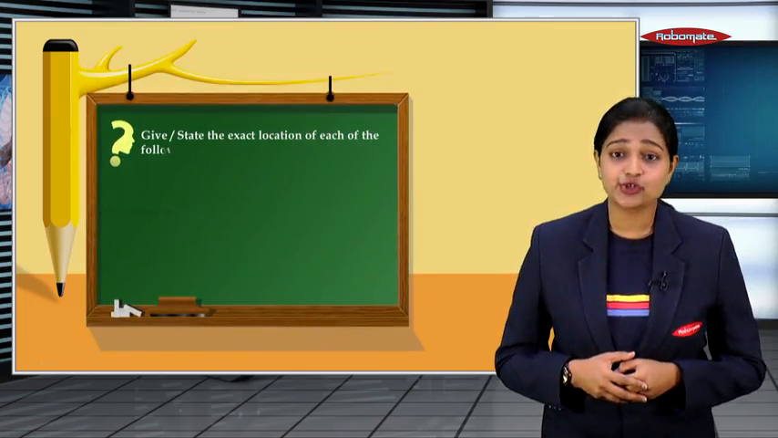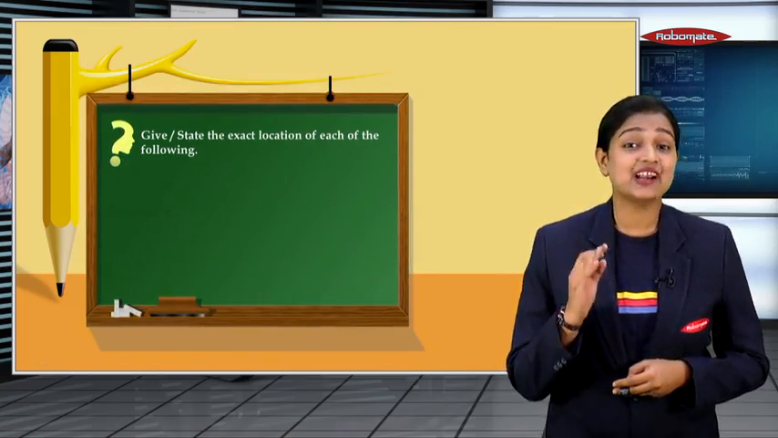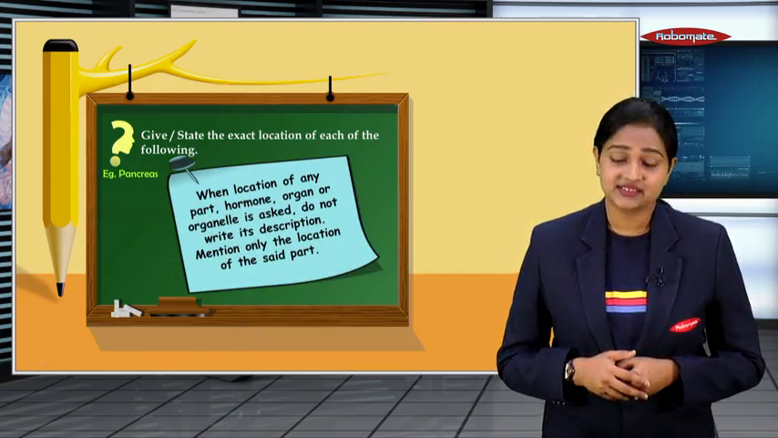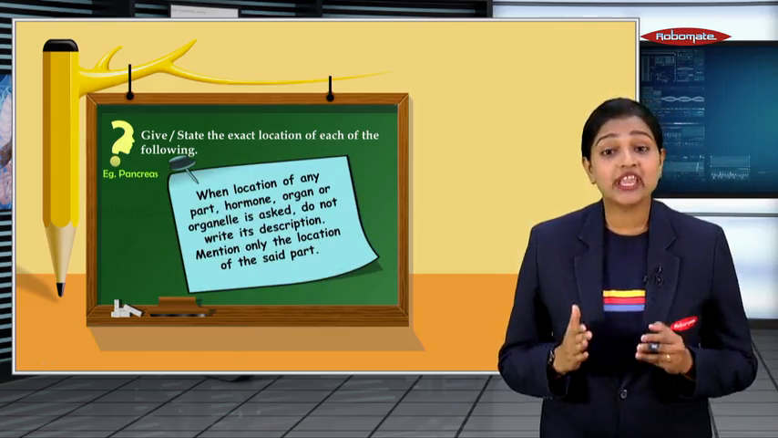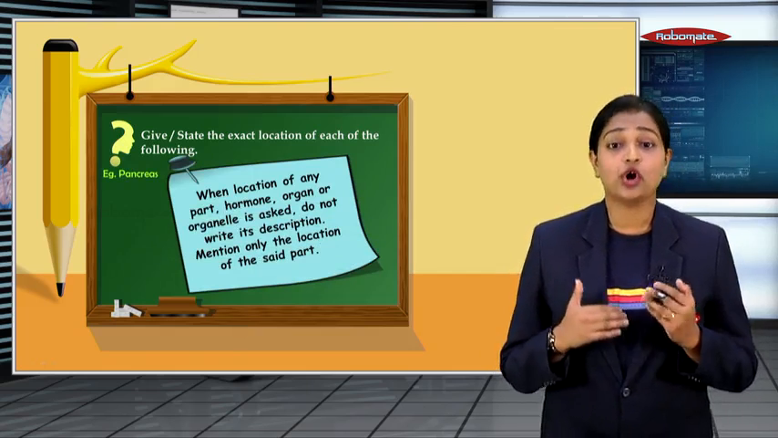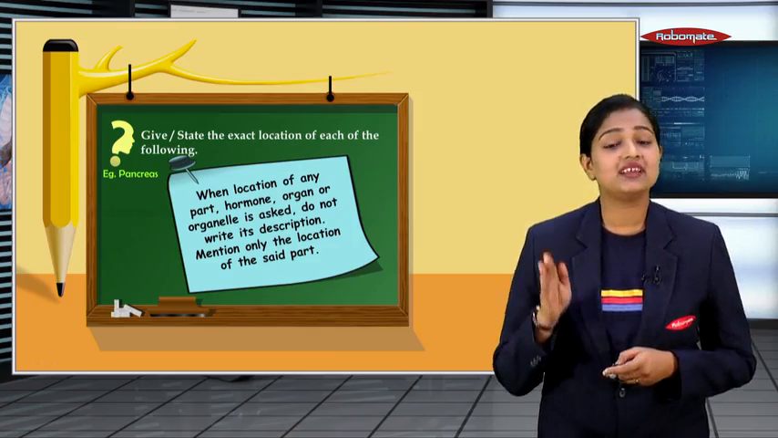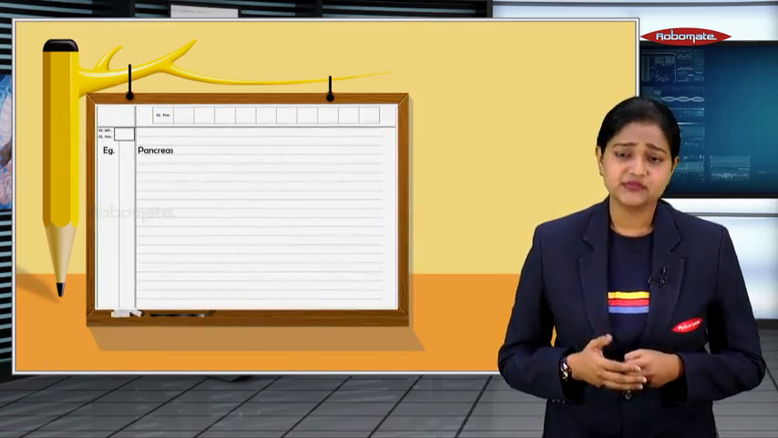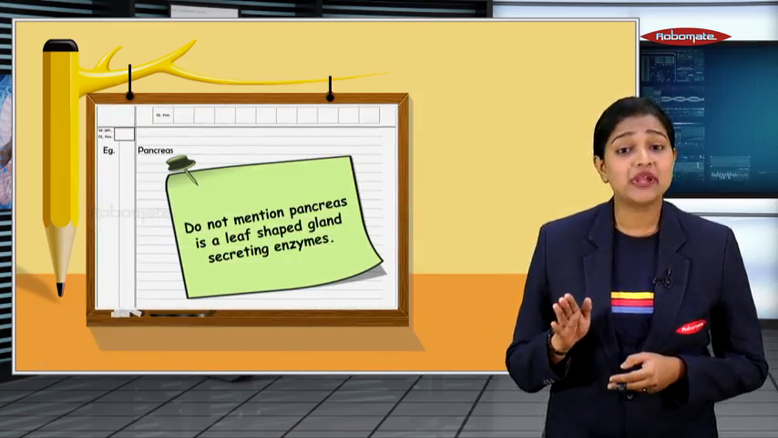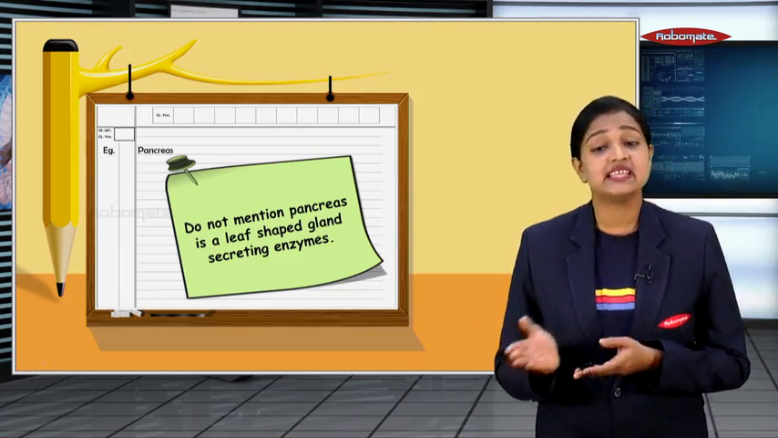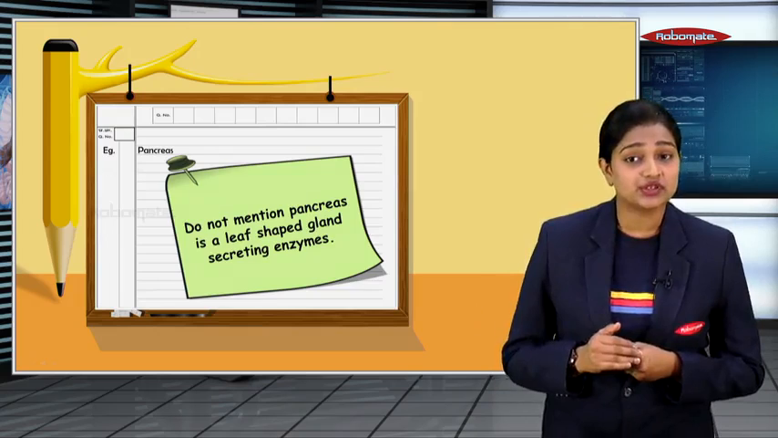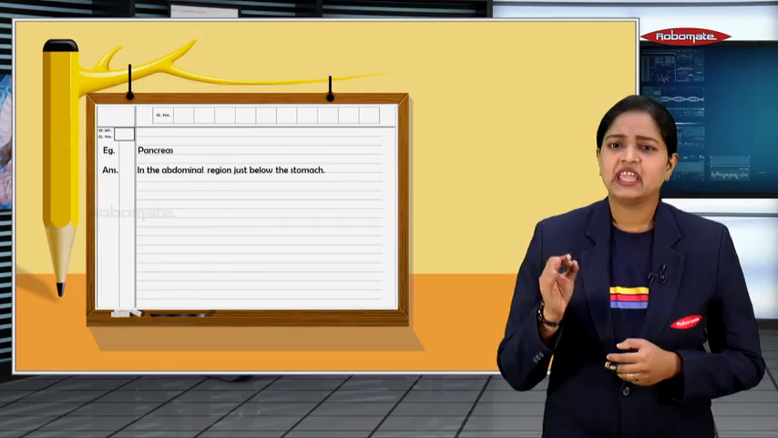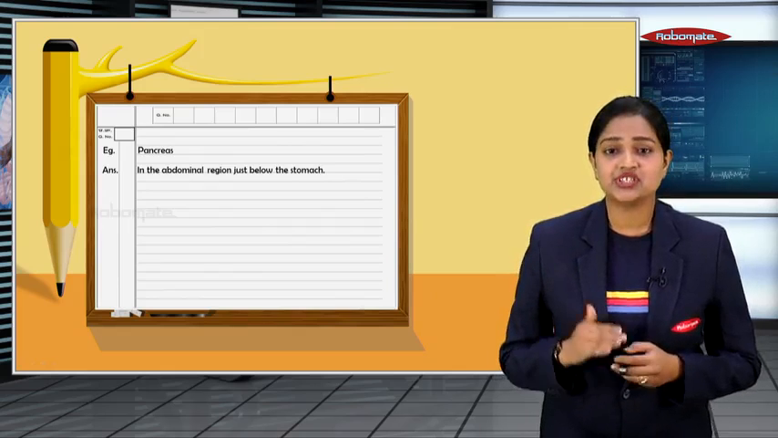Moving ahead to the next type of question, give or state the exact location of each of the following. Example, pancreas. Remember students, when the location of any part, hormone, organ or organelle is asked, do not write the description. Mention only the location of that asked part. So for pancreas, do not mention pancreas is a leaf-shaped gland secreting enzymes. That will be its function. As location is asked, the answer for the pancreas will be, it is located in the abdominal region just below the stomach.